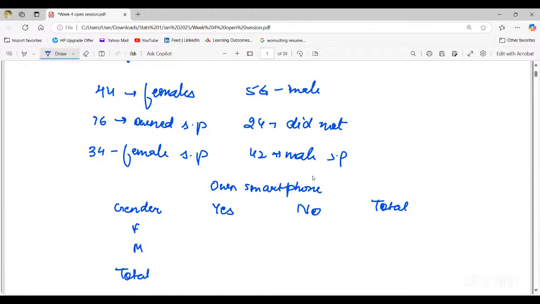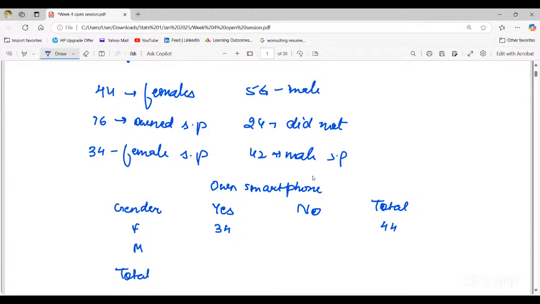So this is the females who are owning a smartphone. They are 34. Correct. Let's go number-wise. The first thing is we have 44 females, right? So in total, how many females are there? There are 44, right? So here I write like this.